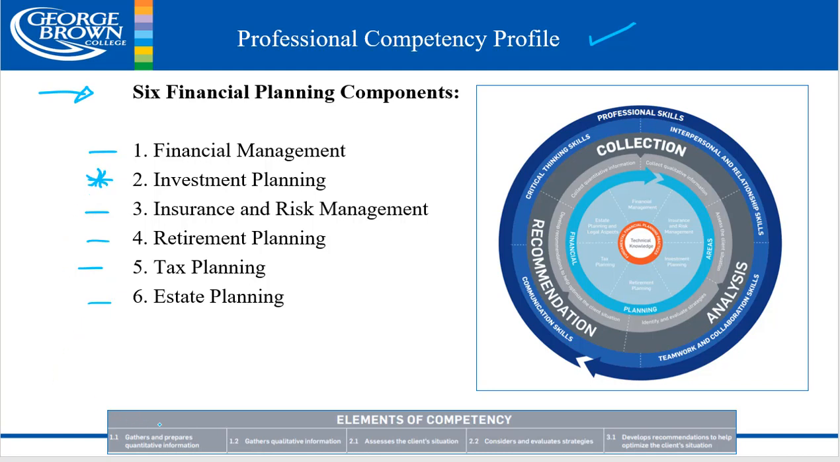Again, going through the elements of the competency, where 1, we gather and prepare quantitative information, gather qualitative information, that's in the collection stage. Then we move over to the analysis, where there's 2 parts. 2.1 is assesses the client situation. 2.2 is considers and evaluates strategies. And then finally we move to the recommendation. Of course, 3.1, develop recommendations to help optimize the client's situation.